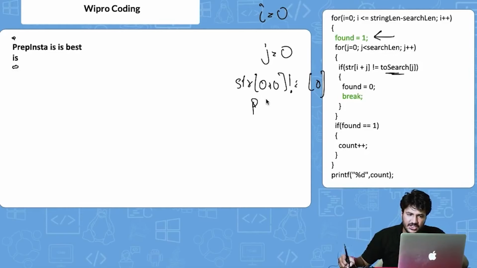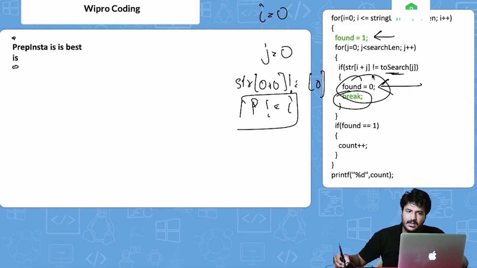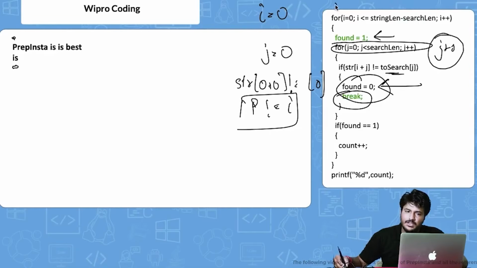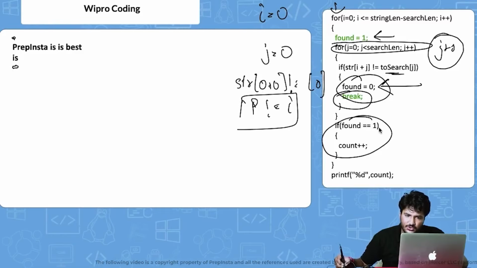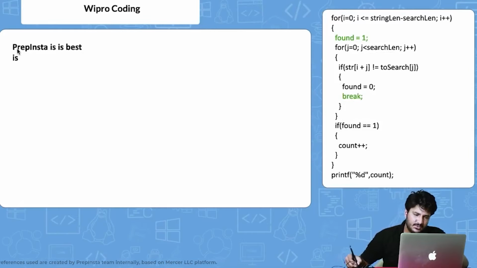Obviously this condition is not satisfied because this is i. So what will happen? It will go inside this if block, say okay, not found, found equals 0, and then break. So this inner for loop will completely break. It will not iterate to j plus plus, and then we will go back to the outer for loop again. So it will also go to found equals 1, and count plus plus will not get increased because found value we reassigned as 0 here. So let's go to the next one.